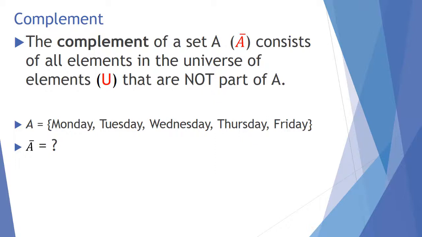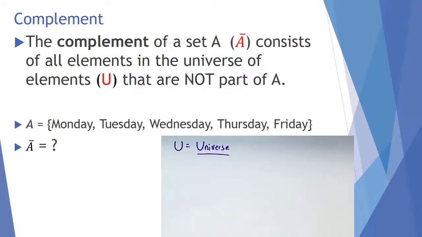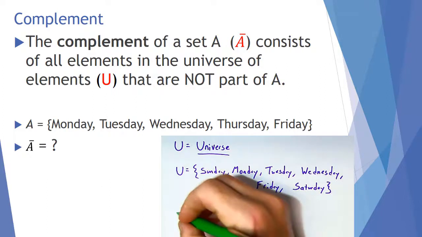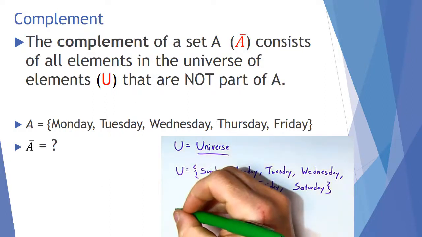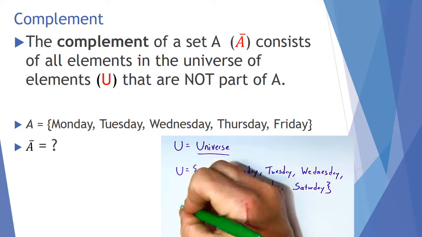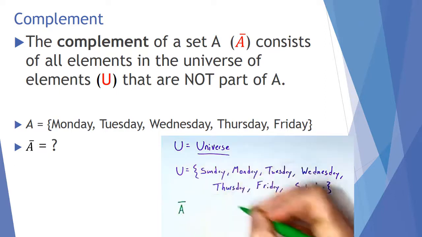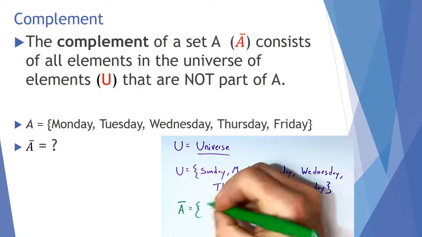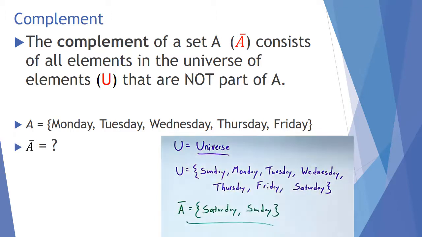So for example, let's let A be the set of days of the week, Monday, Tuesday, Wednesday, Thursday, Friday. Okay, well, let's first of all determine what our universe is. And of course, the universe then will be Sunday, Monday, Tuesday, Wednesday, Thursday, Friday, and Saturday. So if A consists of Monday, Tuesday, Wednesday, Thursday, and Friday, or in other words, the weekdays, then the complement of A must be the days that are not in A, and that would be our weekend days, Saturday and Sunday, and we have our complement.